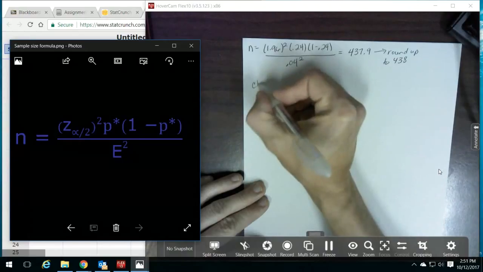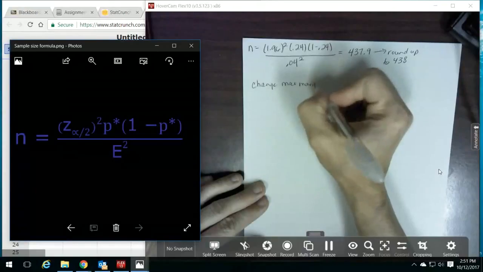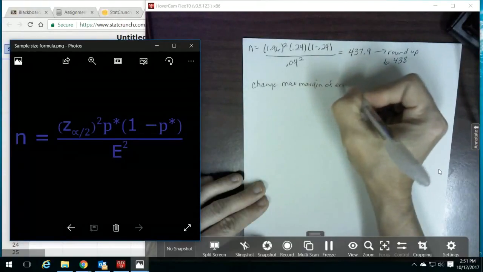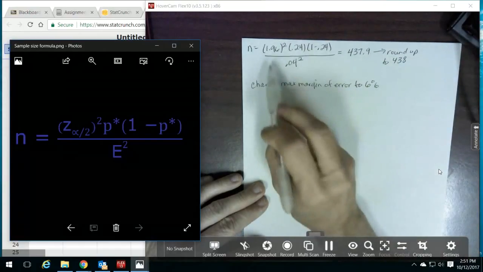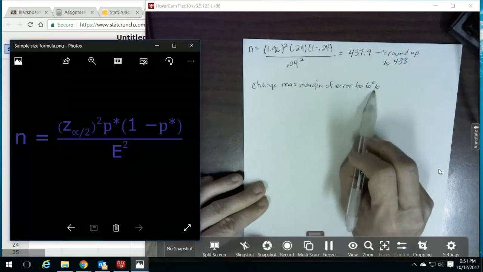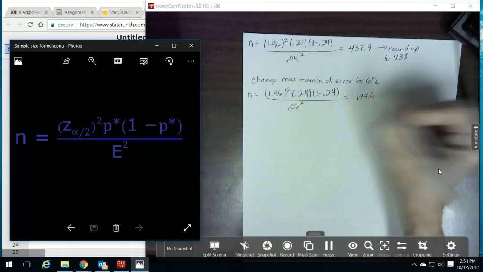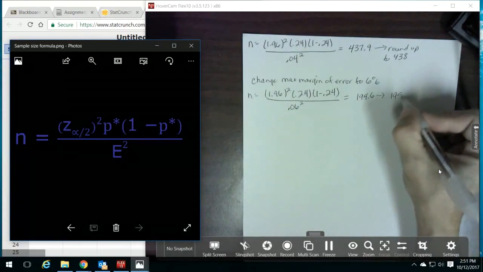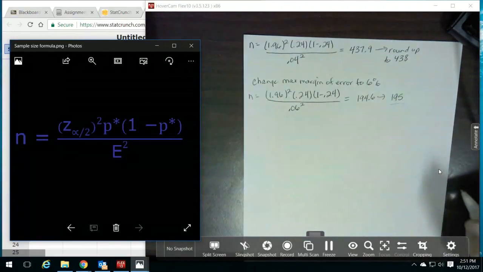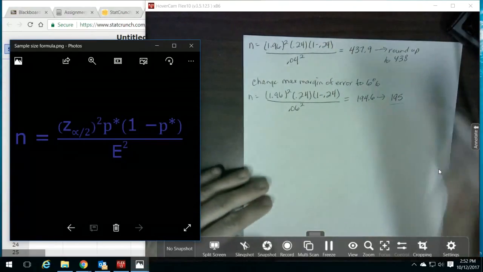So let's see. Let's change just the maximum margin of error to 6% and see what that does. So I'm going to leave my confidence level at 95% and change this to 6%. So that gives me 194.6. I would round that up to 195. So that's acceptable with the sample size that I have. Because this is less than the sample size that I actually have. So that one is going to work.